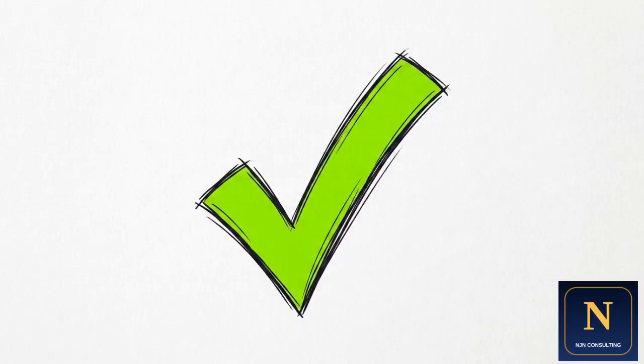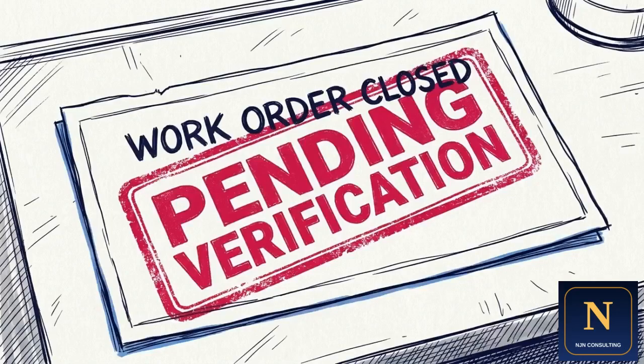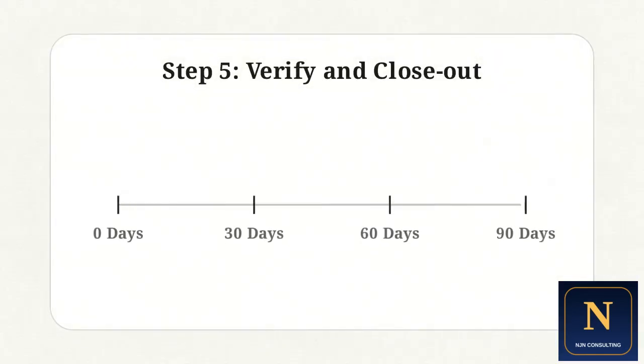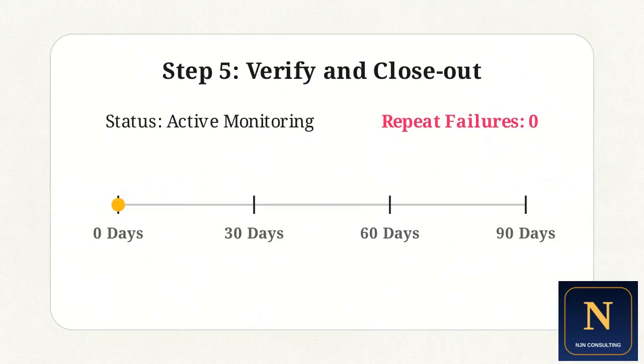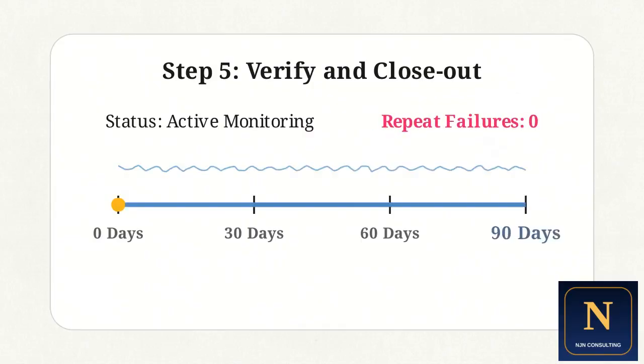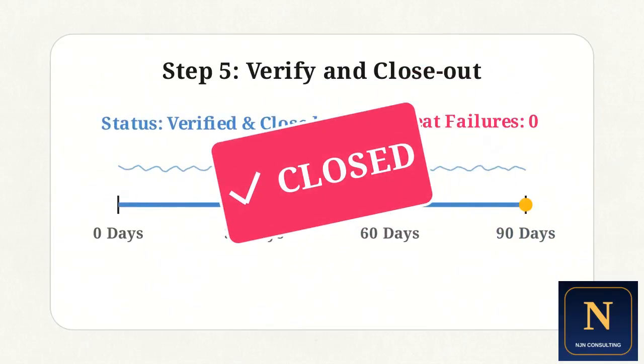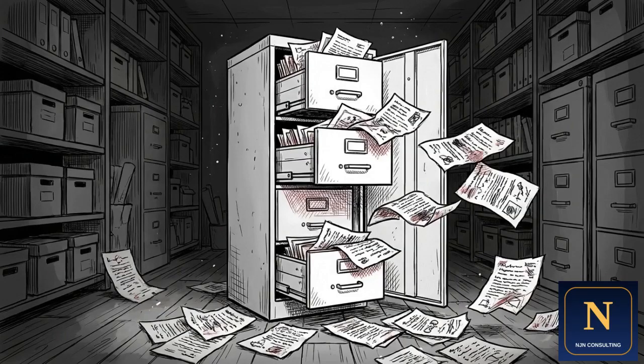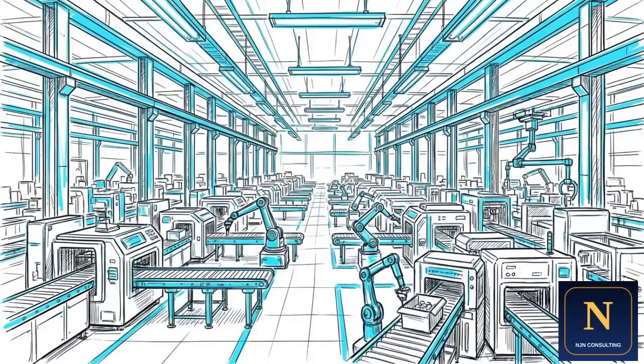The final step is verification. A defect is not considered resolved simply because the physical repair is finished and the work order is closed. Every solution must pass a 90-day window of active monitoring. During this time, the team tracks performance. Only when 90 days pass with 0 repeat failures can the defect be officially closed. Closing a file without proof of success is just documenting a failure. Verification is the only way to confirm the change is sustainable.